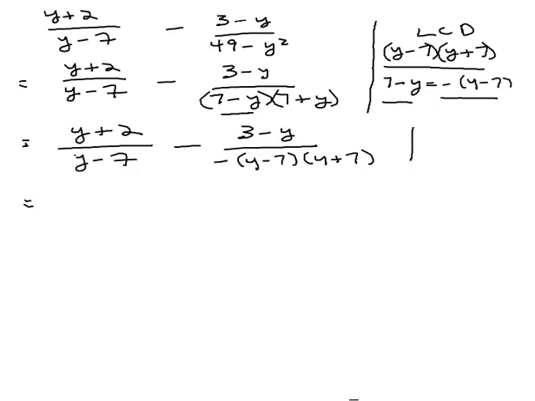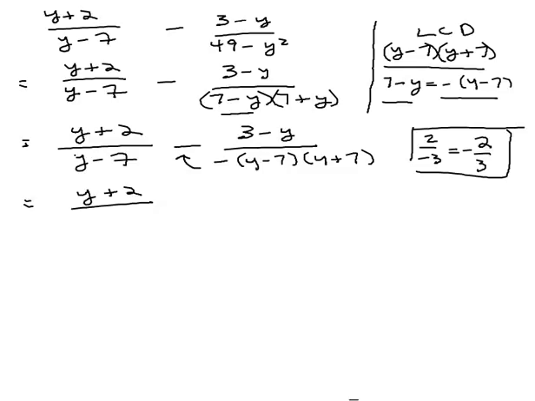And like any fraction, if I have 2 over −3, I can write that out in front as −2/3. So we're going to move that negative up and change this to a sum. We're going to say this is (y + 2)/(y − 7) plus (3 − y)/((y − 7)(y + 7)). We've now successfully changed this so that this LCD, (y − 7)(y + 7), is the LCD of this sum of rational expressions.